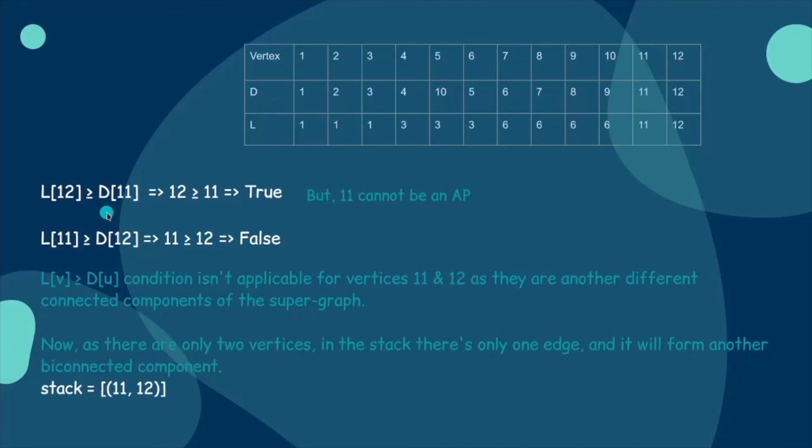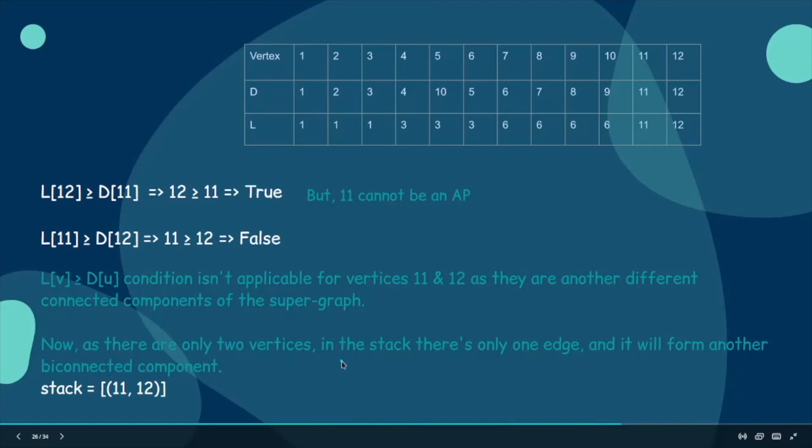And since there's another connected component in our supergraph, we will also look into nodes 11 and 12. Node 11 is true for the formula, but node 11 cannot be an articulation point because nodes 11 and 12 are different from the first connected component. But 11 is the root node here. As there are only 2 vertices in the stack, there's only one edge, and it will create another biconnected component here.